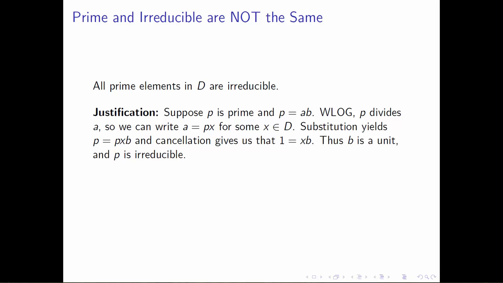When we go back to our original equation, P is AB, and substitute in, we find that P is PX times B. And inside an integral domain, we're allowed to cancel. So we can cancel the P's from both sides of that equation to find that 1 is X times B. And this means that B is a unit, and P is therefore irreducible. And it's the without loss of generality that gives us the statement that either one of A or B is a unit. We broke our symmetry. If we would have chosen things the other way around, we would have concluded that A was a unit.